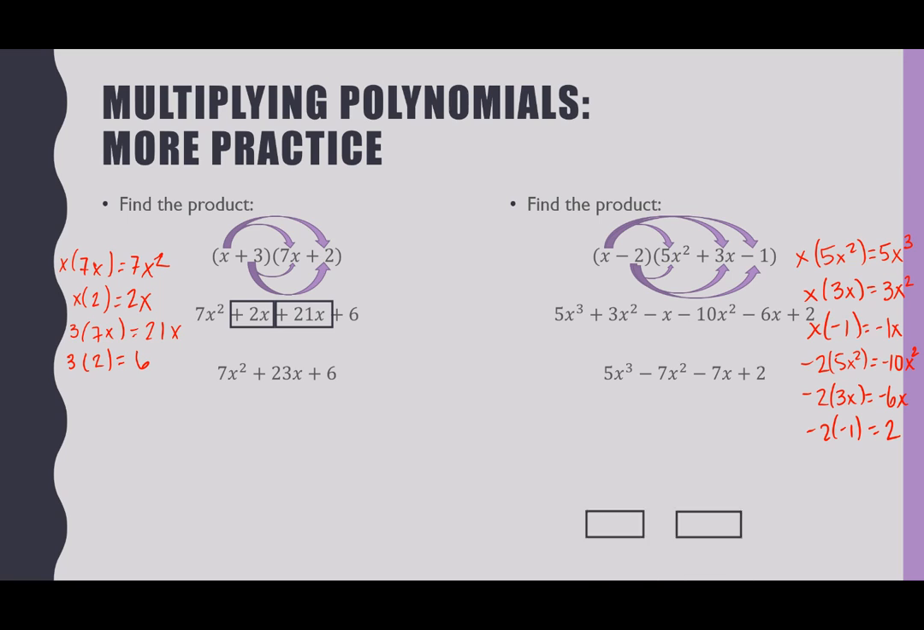Okay, I identify like terms, so terms that have x squared present are alike. Notice that the negative 10 combined with the positive 3 results in a negative 7. And then terms that have just a singular x get combined. Negative 1 combined with negative 6 is what results in the negative 7x here at the end. My other terms are just brought down.